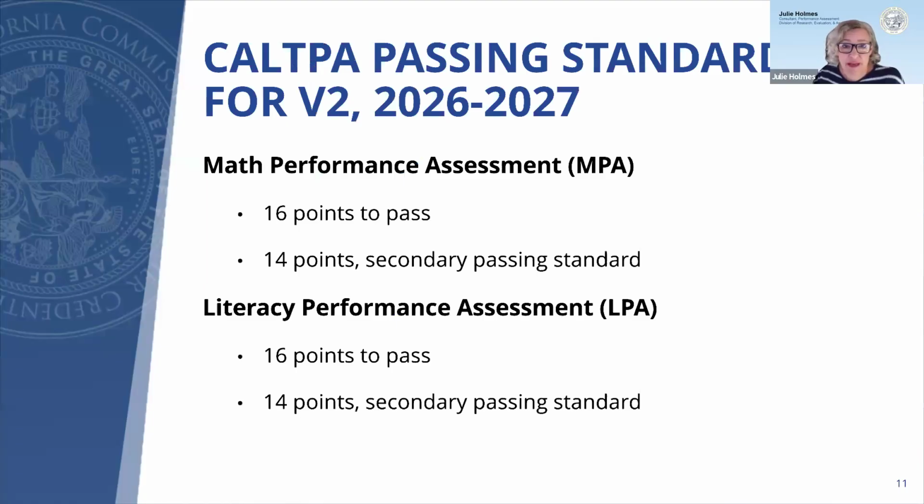As a reminder, the CalTPA passing standard for this school year for version 2 is the same as last year. For the MPA, it is 16 points to pass, and candidates can receive more than one score of a 1 as long as they have 16 or more points. Or if they're eligible and they receive a 14 or a 15, then that becomes a programmatic decision and they are eligible if you, the program, determine that they have met the TPEs to be recommended under the secondary passing standard. So it's the same for LPA, 16-14, just like last year.